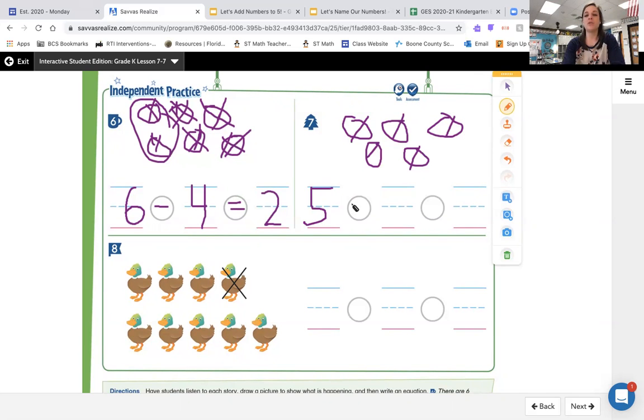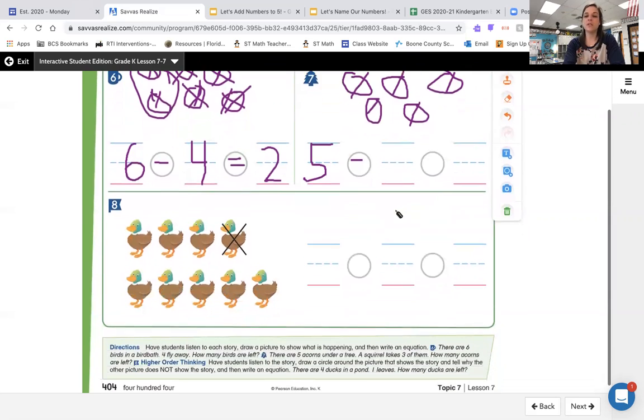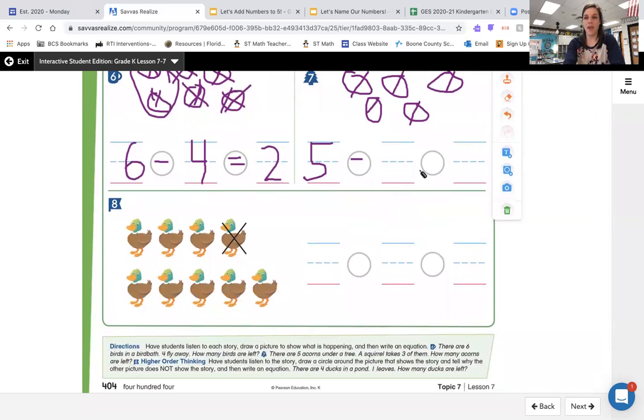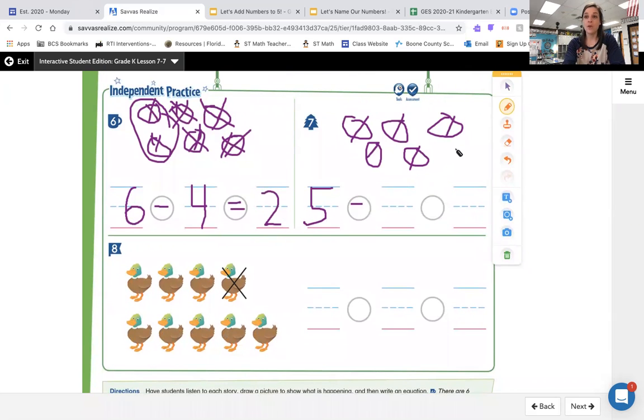So let's make our subtraction symbol. And how many does the story tell us that the squirrel walks away with? 3. So let's X out 3. 1, 2, 3, and write our 3. Now let's make our equal sign and circle our leftovers. So how many are inside of our circle? 1, 2.